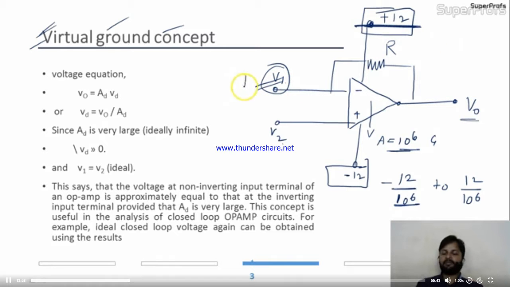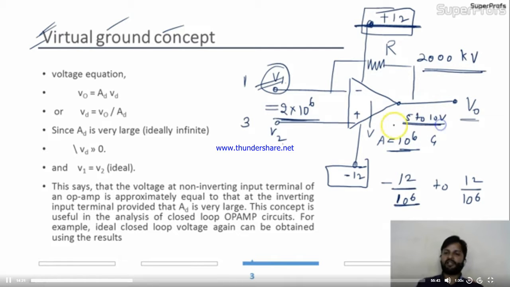You can't apply 1 volt over here and 3 volt over there. If you apply 3 volt here and 1 volt there, the difference is 2, which will be multiplied by 10 to the power 6, and at the output you would get 2000 kilovolt. So it is not like that. An op-amp is an electronic circuit that works on only 5 to 10 volt.